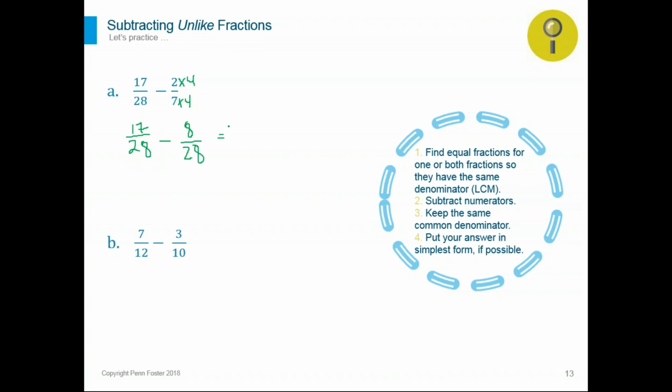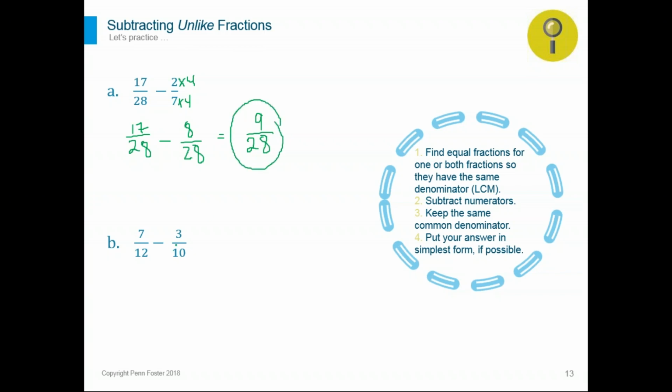We're able to apply the simple rules of addition, add the numerator, and then simplify the answer if possible. 17 minus 8 will give you 9. Keep the denominator the same. 9 over 28, that is it. There's nothing to simplify, so this is the difference.